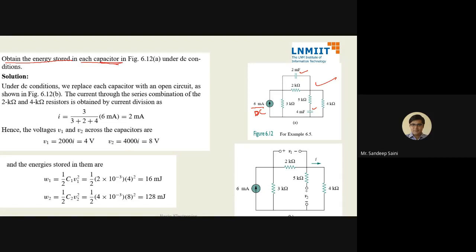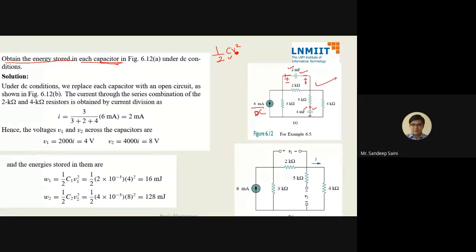What is the formula for energy stored? Half C V square. C is known, so V I have to calculate. That means I have to calculate the voltage across each capacitor. And whether I measure plus this side and minus this side, or the other way around, it will not matter, because eventually it will be V square. Is it okay?